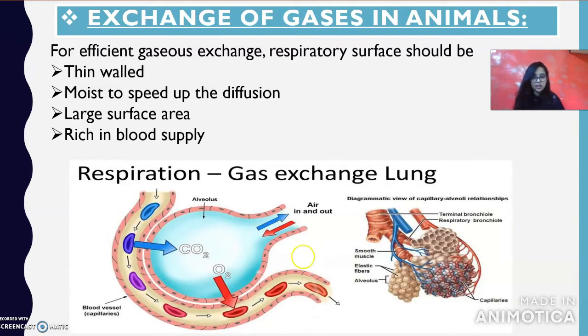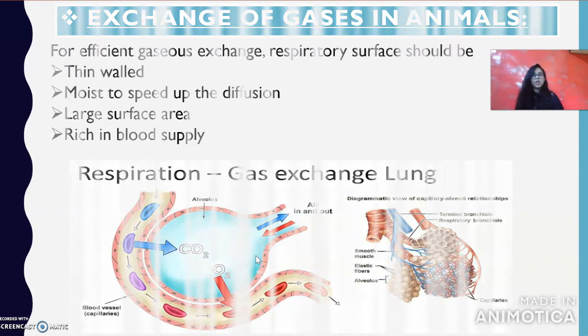Here you are seeing the alveoli. These are present in the lungs and are responsible for the exchange of gases. They are balloon-like structures covered with blood vessels. And you can see that the RBCs are giving CO2 and absorbing oxygen. This process is happening inside our lungs, in our alveoli.